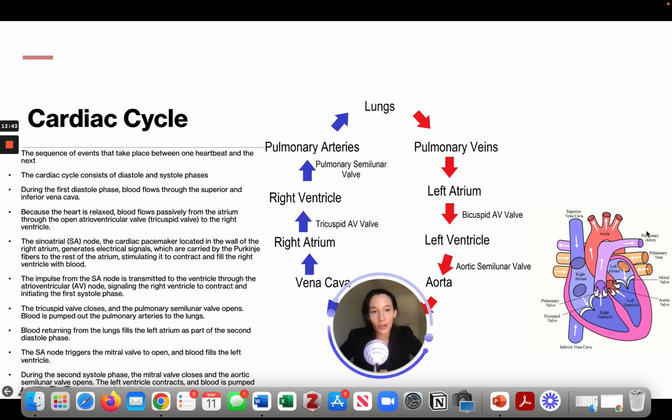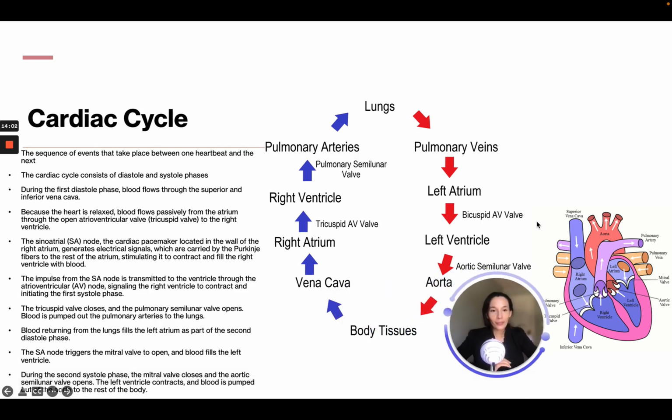So it's coming through here, and we have the lungs connected over here. Once it goes through, gets oxygenated at those alveoli, it comes back through the pulmonary veins to the left atrium, through the mitral valve to the left ventricle, and then up through the aorta and into the body. So that is the flow of blood in the cardiac cycle.